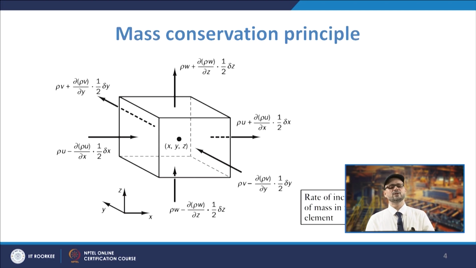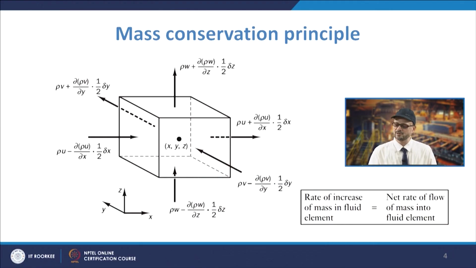Now, the mass conservation principle tells that the rate of increase of mass in the fluid element will be the same as the net rate of mass flow into the fluid element. Whatever net rate of mass flow is there into the element, it will be the same as the rate of increase of mass in the fluid element.